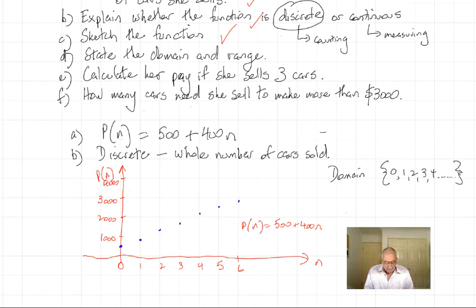Okay, so that's the domain. She doesn't sell negative cars, so that's not going to come into effect. 0 is the starting point for this function. The range are all possible y values. Once again, they are values that don't contain in-between values. So here we had 500, and then we had 900, 1,300, etc.